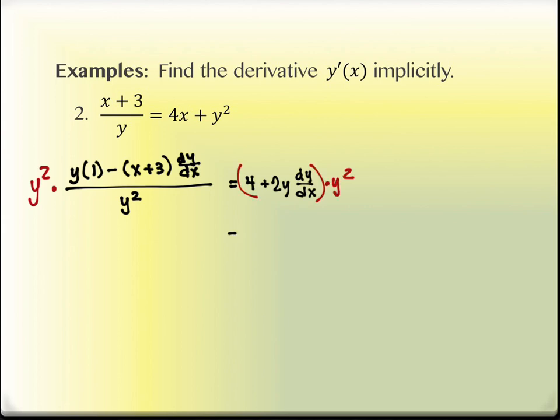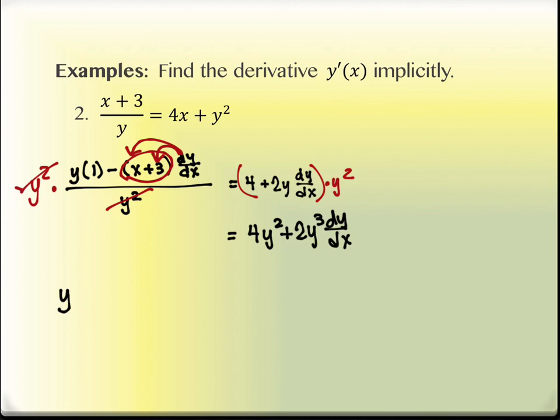So on the right-hand side, this will be 4y squared plus 2y cubed dy dx. On the left-hand side, of course, these cancel, which is why I chose to do that. And just so I can save us a little bit of a step, I'm going to take these and distribute the dy dx through. Okay, dy dx is being multiplied by each one of those.